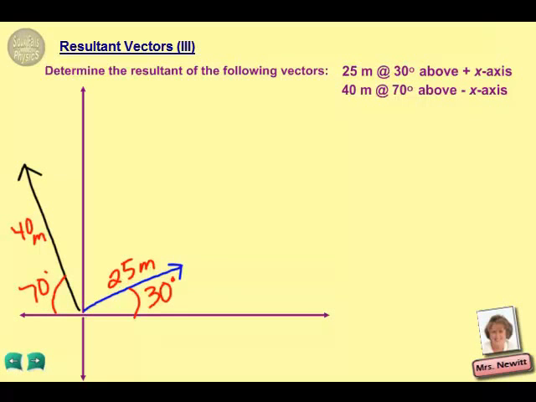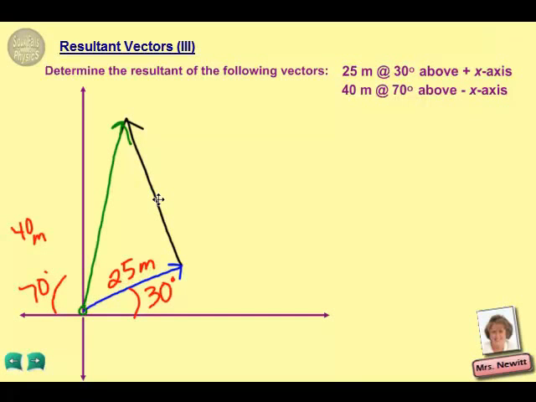Now, in order to put these together, we need to put them together head to tail. Notice it wouldn't really matter what order, but since we already have our 25 meters over here in the first quadrant, we'll probably leave it there. Head to tail means that we would take this second vector and put it head to tail with the first. Now we can see that our resultant is going to start here at the beginning, and it's going to end at the end of our second vector, and so our resultant is the green arrow. That kind of gives us an idea of what we're shooting for.